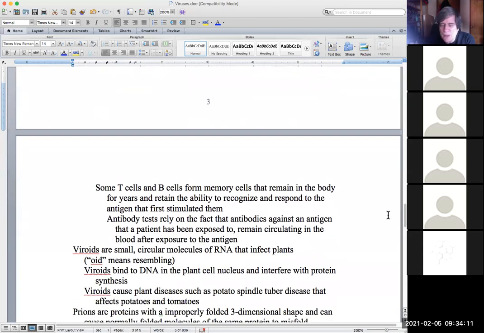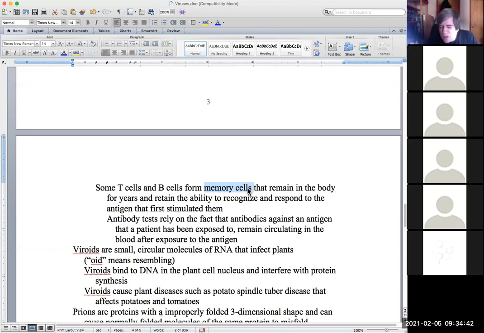Now, notice that some of the T cells and some of the B cells end up forming what we call memory cells. And these cells can stay in your body sometimes for years. It depends on how strong your immune response was, and on a couple of factors. Some of these memory cells stay in your body for decades. Some of them are gone in a few years or a few months.